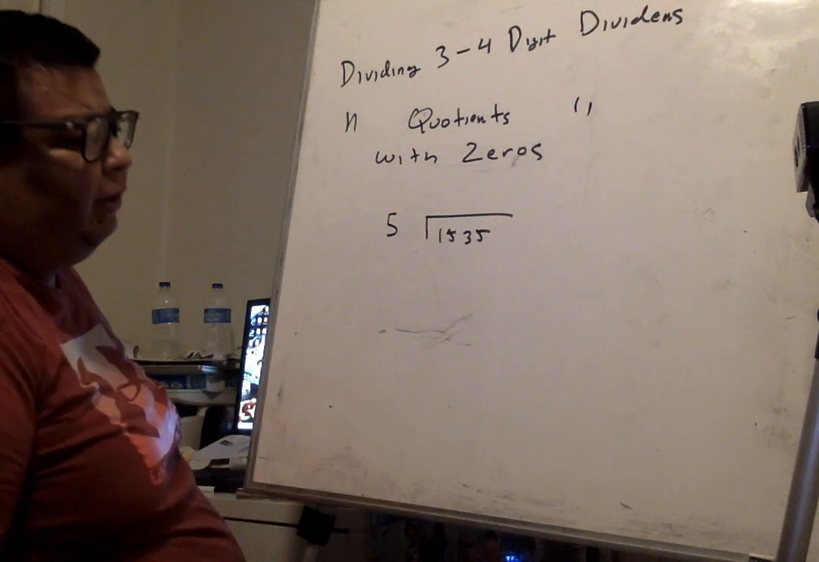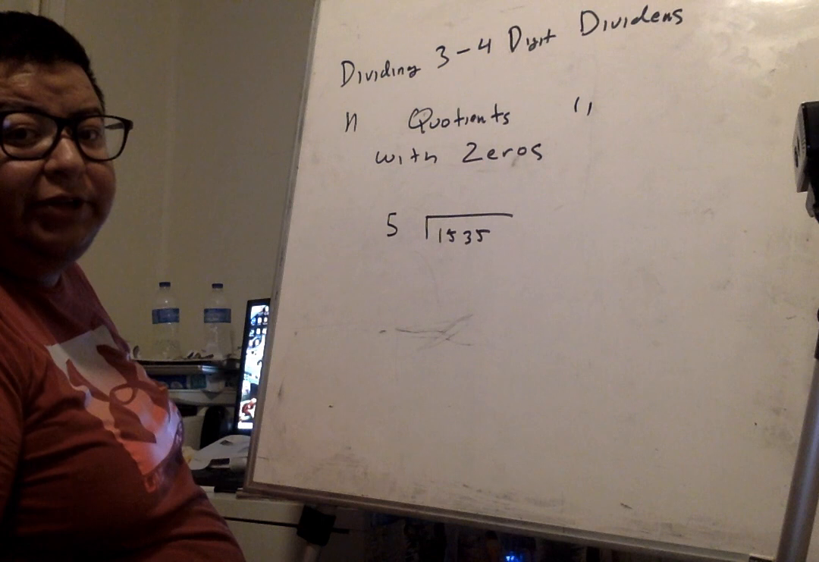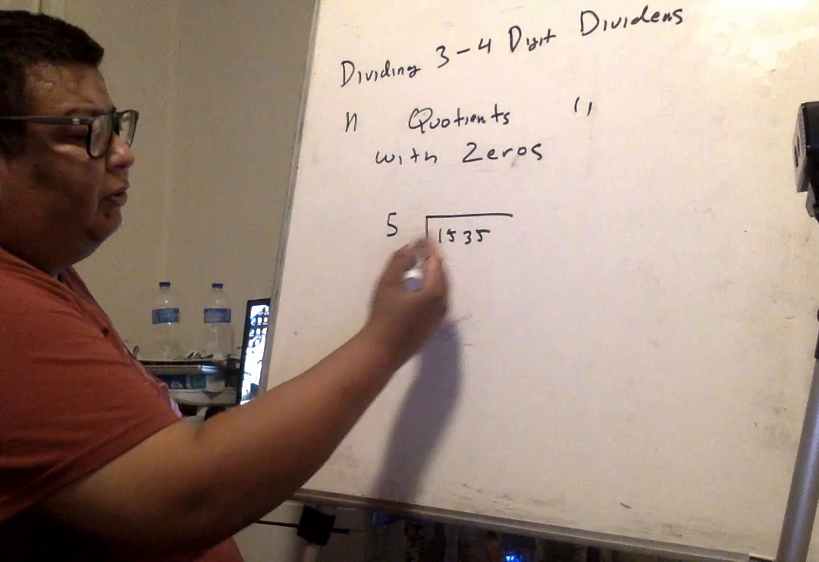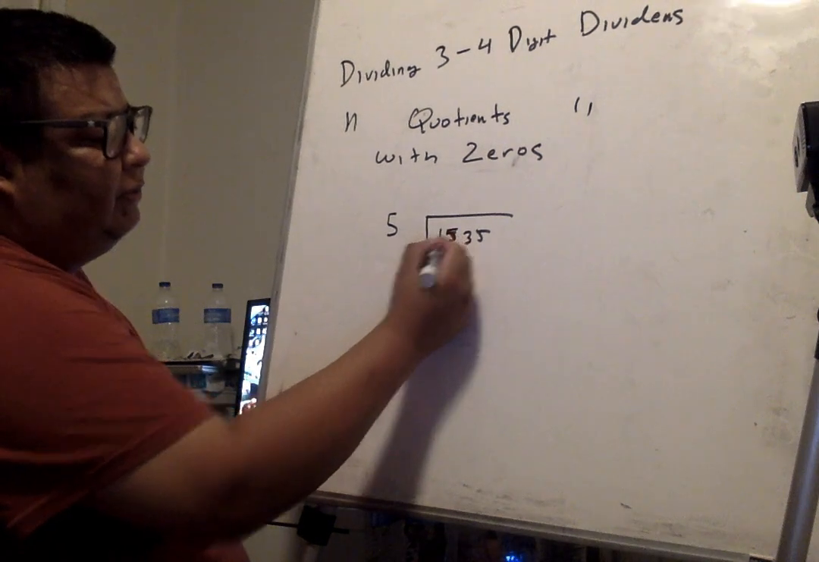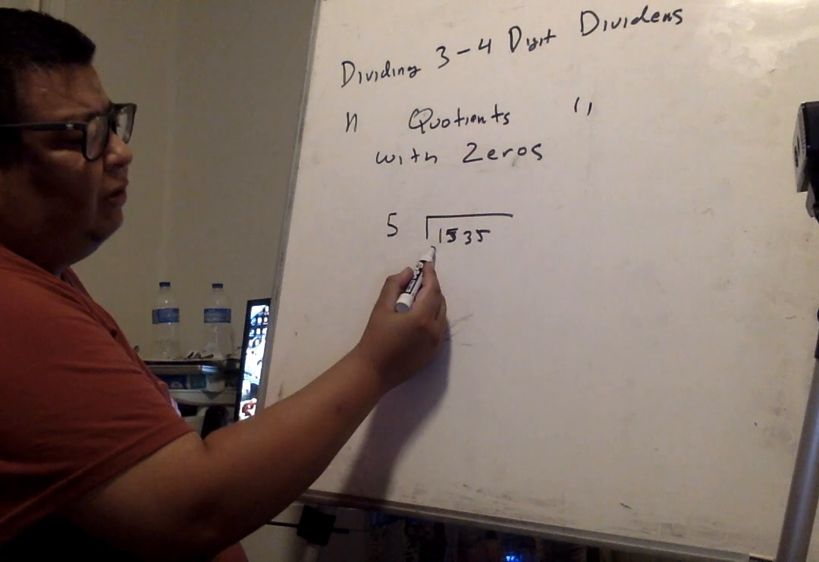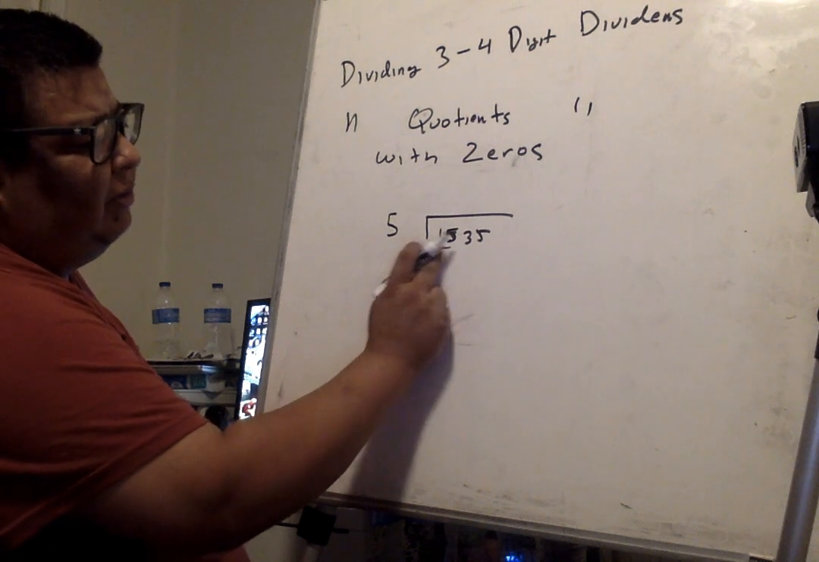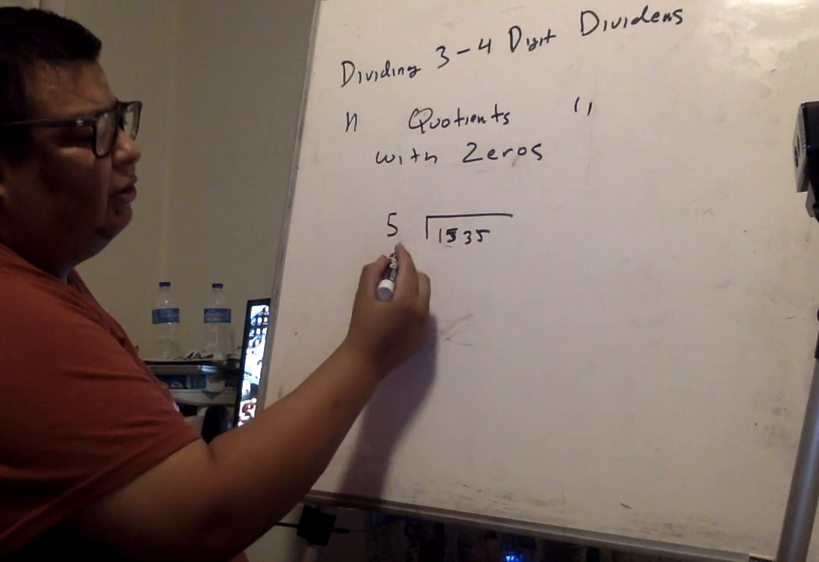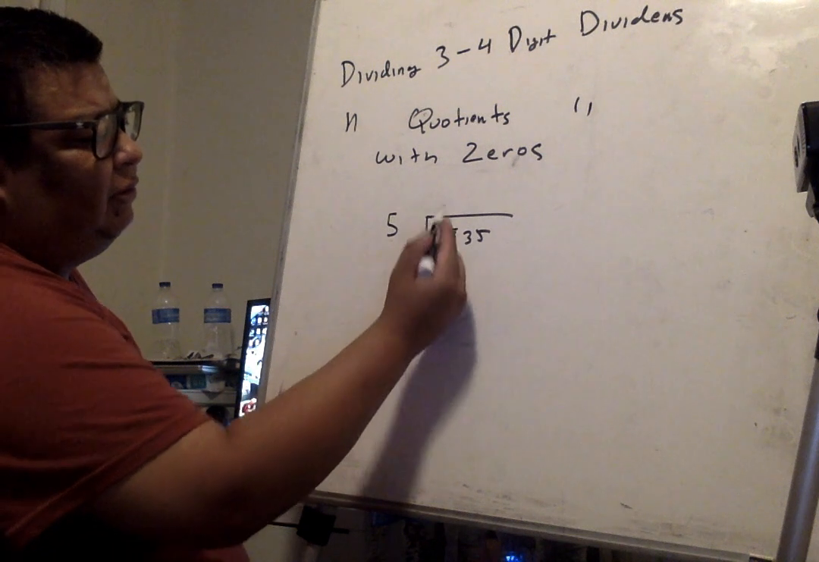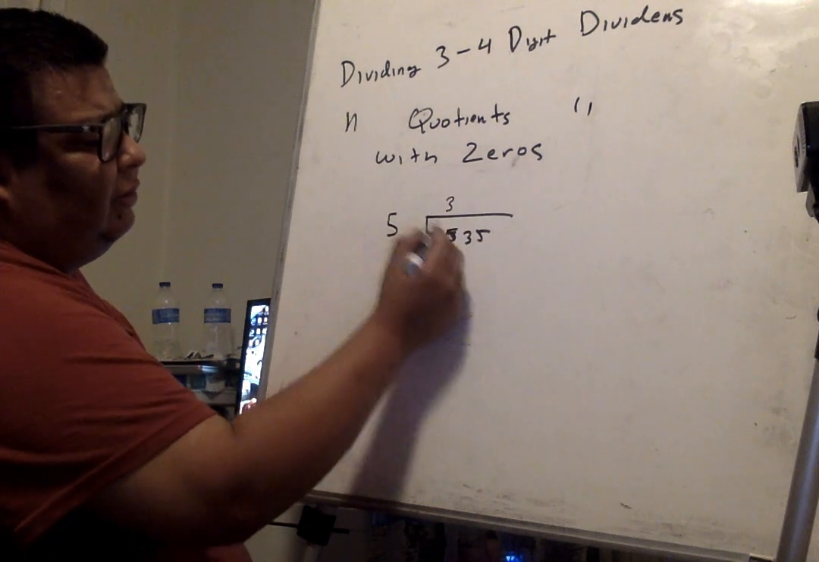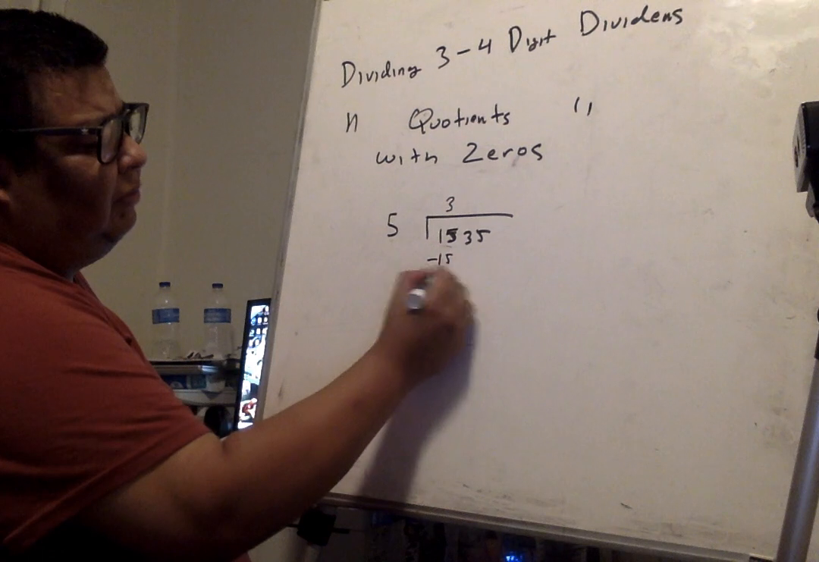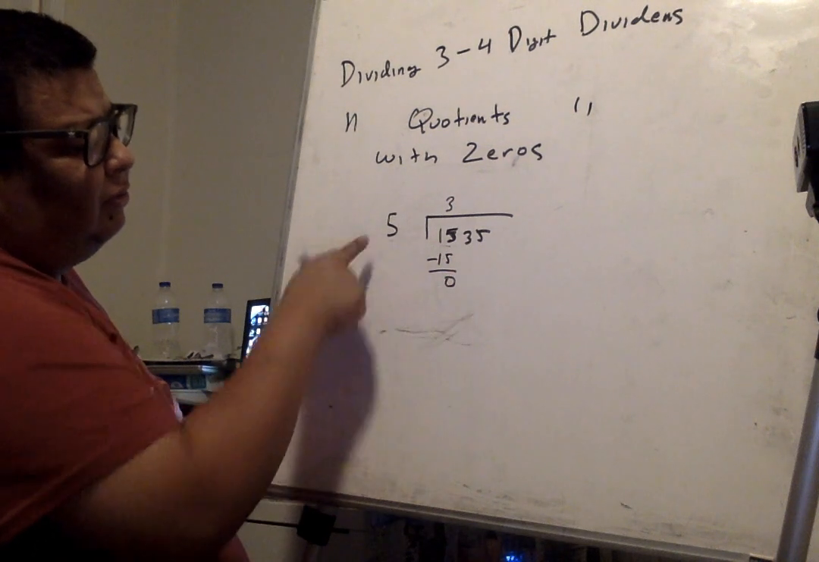So this looks like a regular long division exercise, but when you start doing it, you're going to see this. 5 goes into 1, no, so we're going to choose 2 digits at the beginning. That is fine, that is regular. So how many times does 5 go into 15? 3 times. 5 times 3 is 15. 15 minus 15 is 0.